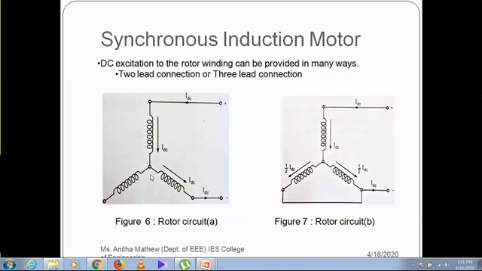Second is three-lead connection. Here you can see two of the leads or two of the terminals are connected, and these two will act as parallel circuits, and this winding will act in series with these parallel windings. This is the second type of connection.